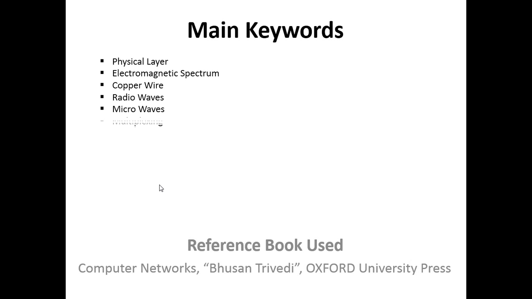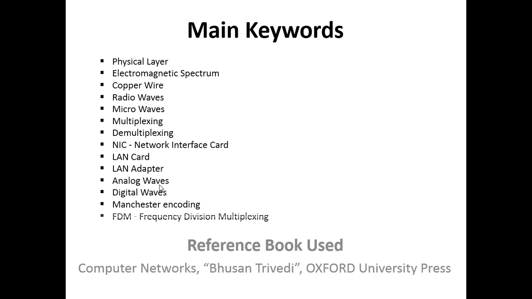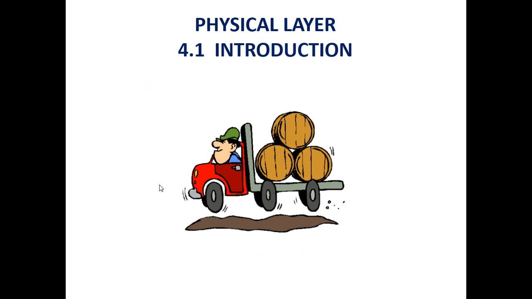We'll see about the introduction to the physical layer. The main keywords covered in this video are physical layer, electromagnetic spectrum, copper wire, radio waves, microwaves, multiplexing, demultiplexing, NIC card, network interface card, LAN adapter, LAN card, analog waves, digital waves, Manchester encoding, FDM, frequency division multiplexing, TDM, time division multiplexing. The content is covered from the book Computer Networks by Bhushan Trivedi, Oxford University Press.